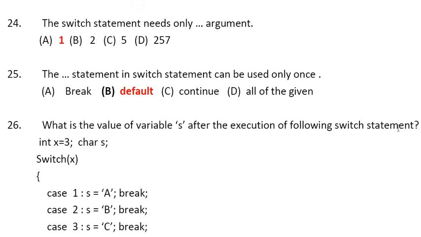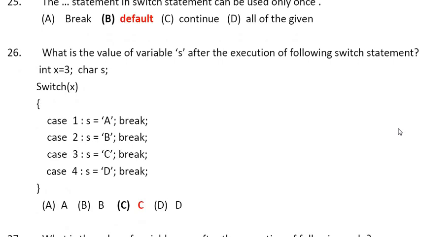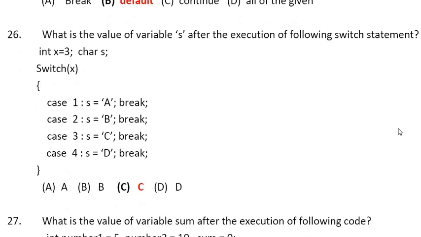26th, what is the value of variable s after the execution of following statement? int x = 3; char s; switch (x) { case 1: s = 'a'; break; case 2: s = 'b'; break; case 3: s = 'c'; break; case 4: s = 'd'; break; }. The correct answer is option C, c.